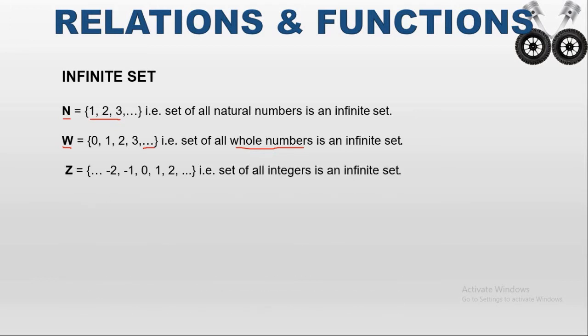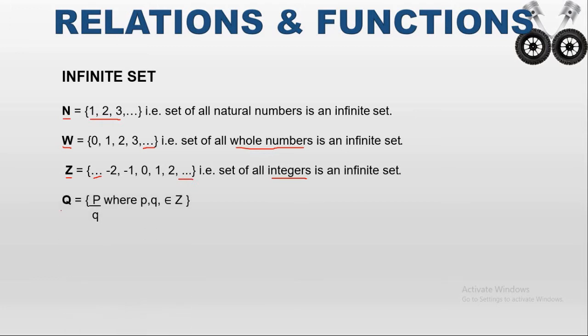The next one is Z. Z is the integers. The integers have both the negative numbers as well as the positive numbers. The negative numbers start from minus infinity. So the negative numbers also do not end. So you have to start with three dots. Then you can write -2, -1, 0, 1, 2. The positive numbers also do not end. There are also infinitely many positive numbers. So that should be represented by the three dots.